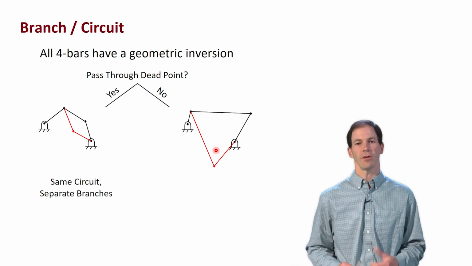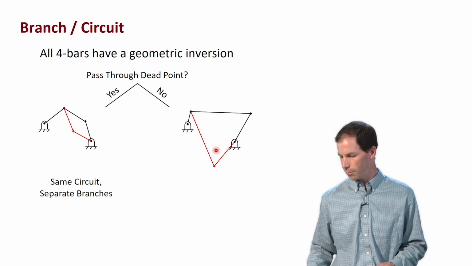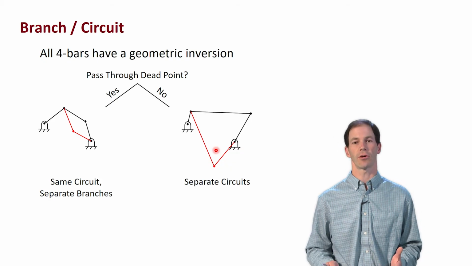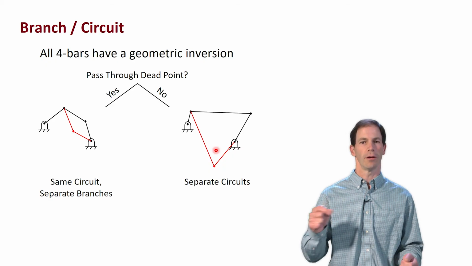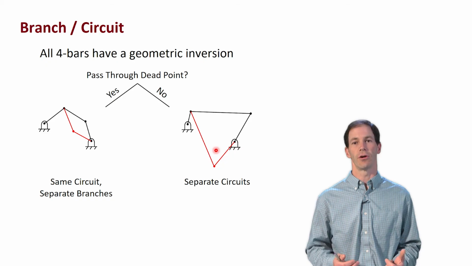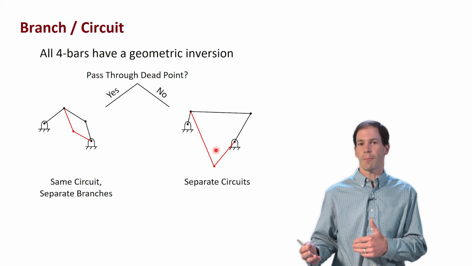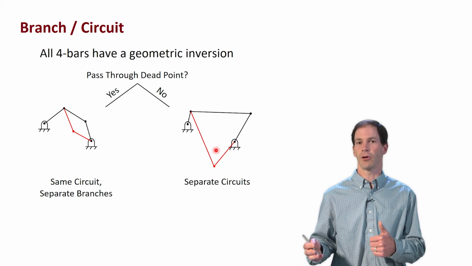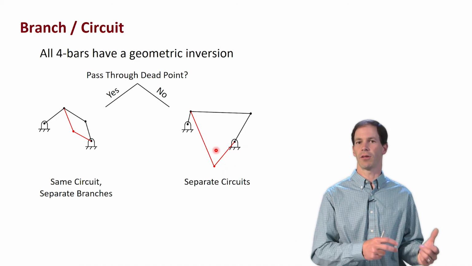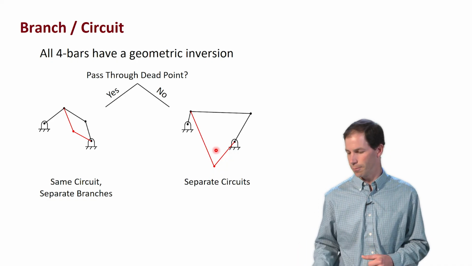So we differentiate these two and say that the one on the left, we have a single circuit and we're moving between two different branches on that circuit. And the one on the right, we have separate circuits. So both of our inversions are in different circuits. We have to take the mechanism apart, pull the pin, put it in the other inversion, and put the pin back together. Both of these can cause issues for us in the fact that when we synthesize a mechanism, the synthesis process does not pay attention to which inversion we're on. So we could have a few of our precision positions on one of these inversions while one of the positions happens to be on the other inversion.